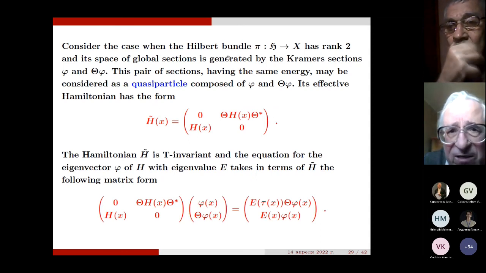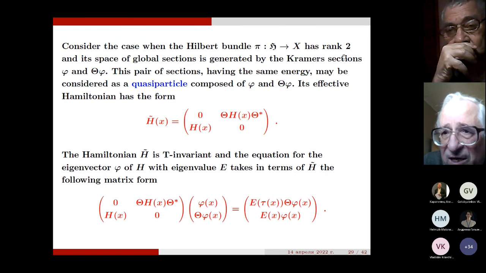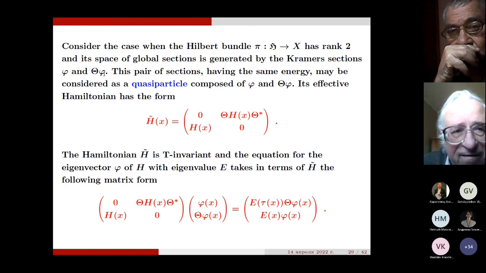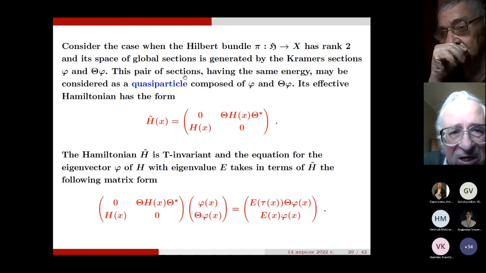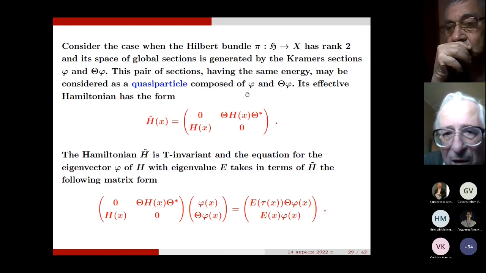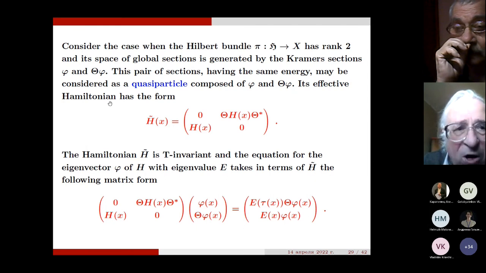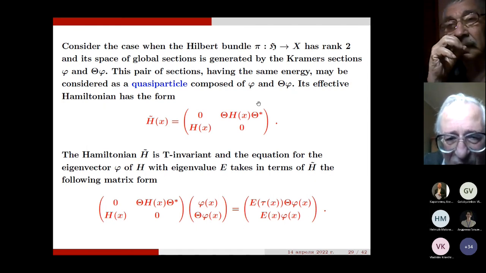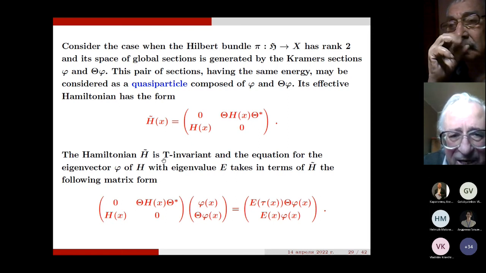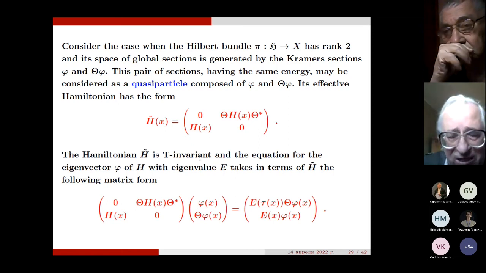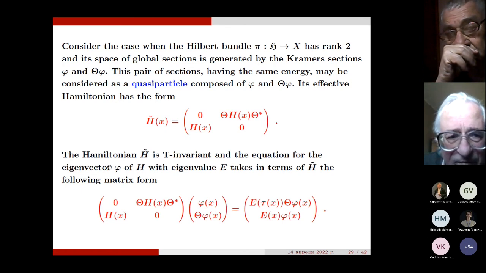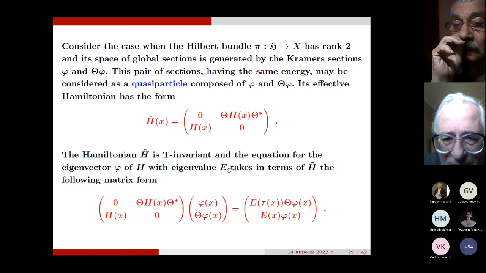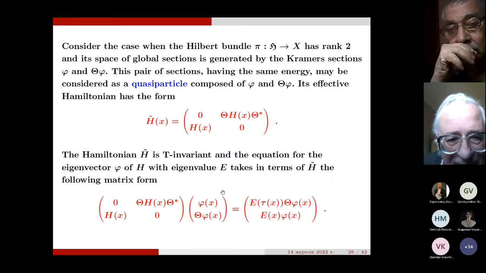And consider the simplest case when the Hilbert bundle H has just rank 2, and the space of sections is generated by Kramers sections phi and theta phi. This pair of sections having the same energy may be considered as a quasi-particle, which is composed of two states, phi and theta phi. Its effective Hamiltonian, or Bloch Hamiltonian, has this matrix form. This Hamiltonian H tilde is T-invariant, where T is as I defined earlier, and the equation for the eigenvector phi of H with eigenvalue E takes, in terms of H tilde, the following matrix form.